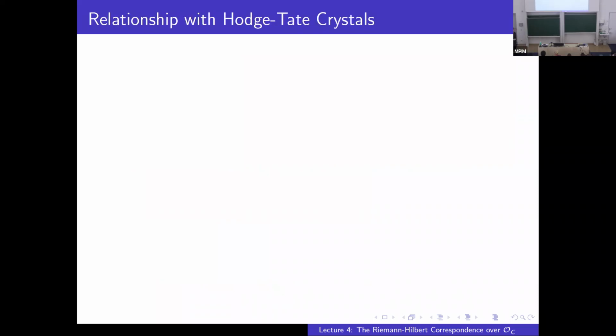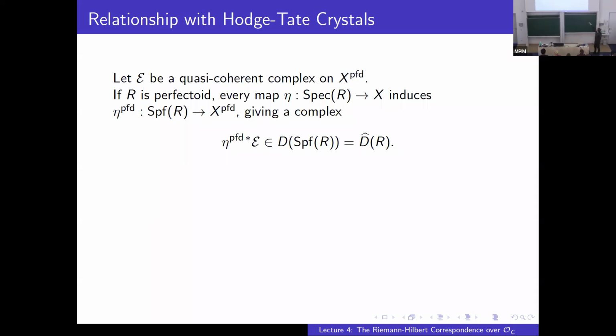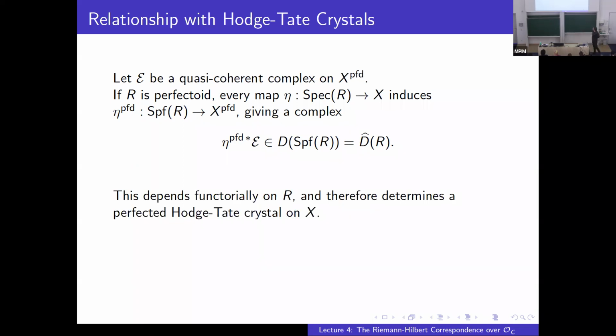Okay, so why am I making this definition? So let's say I give you a quasi-coherent complex on this perfectoidization. And if I have a perfectoid ring R and a map from spec R into X, I can take that complex and I can pull it back along the perfectoidization of this map. So the perfectoidization is a map from spf R into X puft. That pullback will give me some quasi-coherent complex on the formal spectrum of R, which I can think of as a p-complete complex of R-modules. So this construction depends functorially on the ring R, and therefore it gives you an example of what I called earlier a perfected Hodge-Tate crystal.